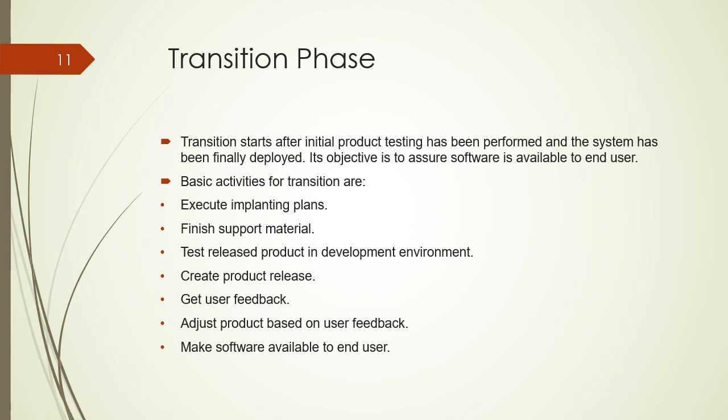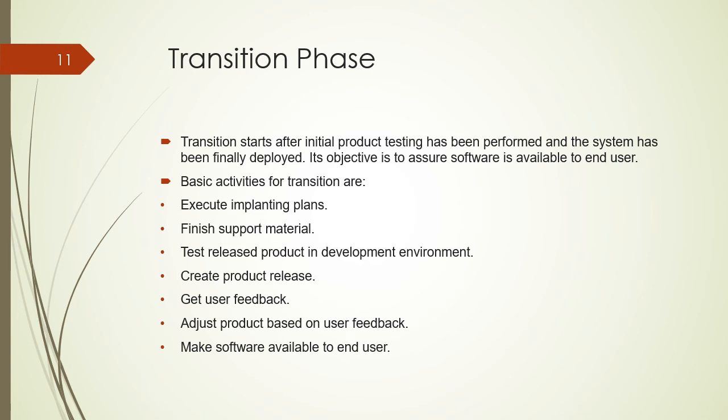And this is the last phase, that is the transition phase. The transition starts after initial product testing has been performed and the system has been finally deployed. Its objective is to assure software is available to the end user. The activities related to transition are execute deployment plans, finish support material, test release product in development environment, create product release, get user feedback, adjust product based on user feedback, make software available to the user.